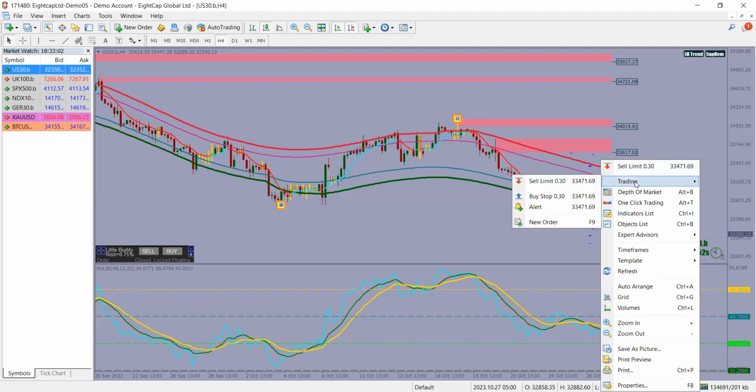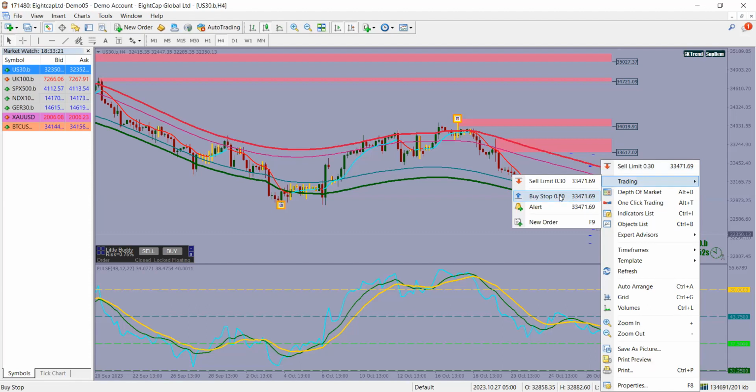You go to trading and then you have it right here. So you have your sell limits. Again, when you put that sell limit, you would want to have that above where the market price is, not below. And when the market pulls back to that sell limit, that's when the order will be executed and you'll be going on the downside.